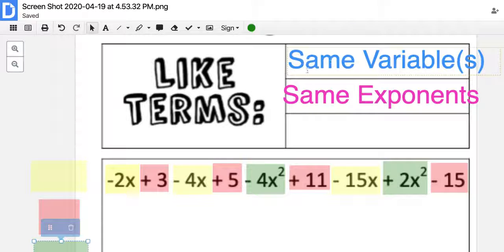Like terms are basically the same variable or variables. It could be more than one. It has to be the same. And then it has to also have the same exponent.